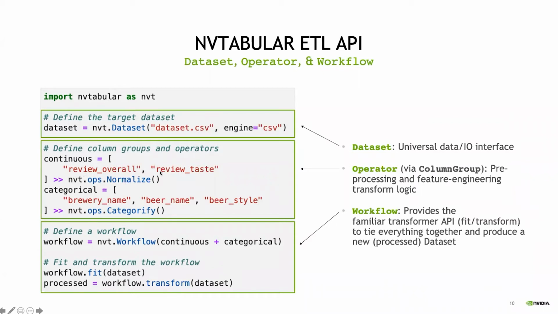So for example, for the continuous columns, we might apply normalize. For categorical columns, we might apply categorify. Once we have these column group definitions, which are really just a graph of operator dependencies, we will pass them into what we call a workflow object. That workflow object can then just use a familiar fit and transform. So it's a transformer-like model. We fit to a specific dataset to collect statistics for these operators. And then when we transform, we will apply the row-wise transformation. So we'll do that second pass over the dataset.